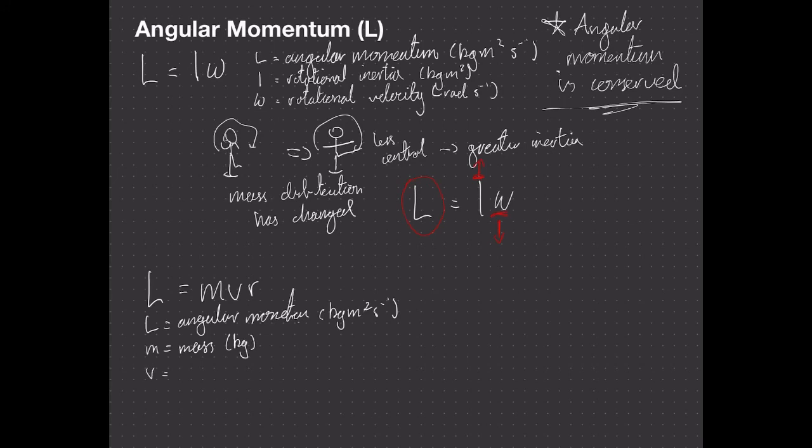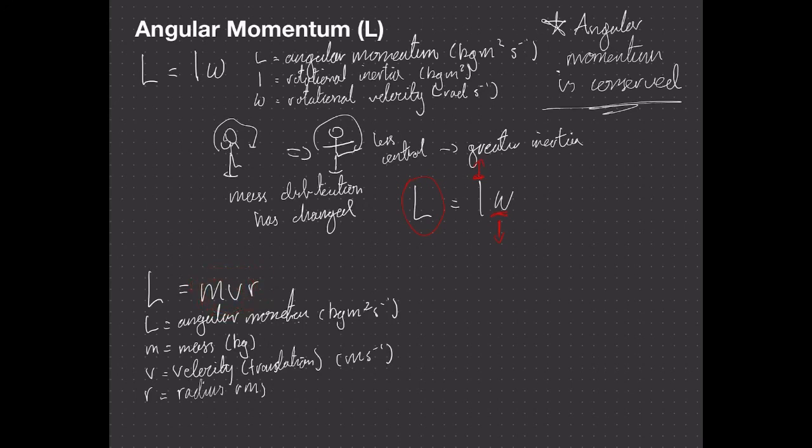V equals our velocity. And this will be translational, okay, which is measured in meters a second. And R being the radius of our object which is rotating, measured in meters. So radius, standard unit, meters. Okay. So nothing too crazy here either. We can just see that an object with a mass and a velocity that is rotating is going to have an angular momentum, and we just times that by the radius.